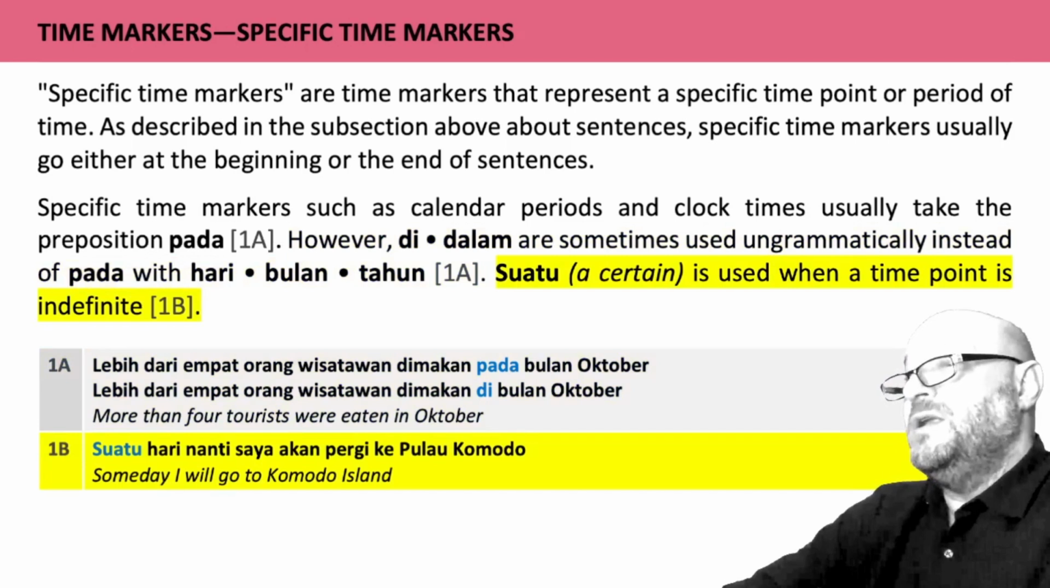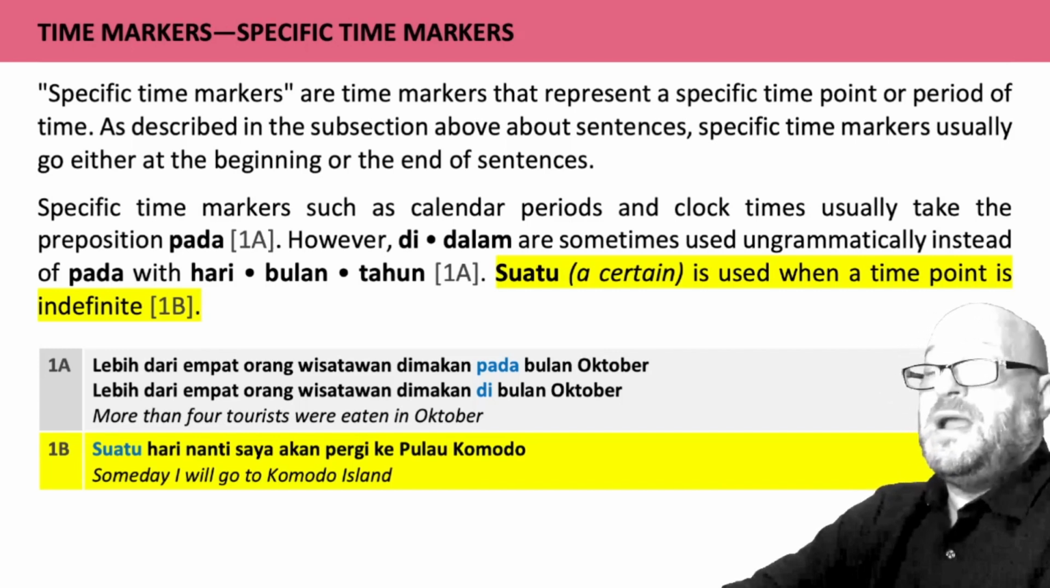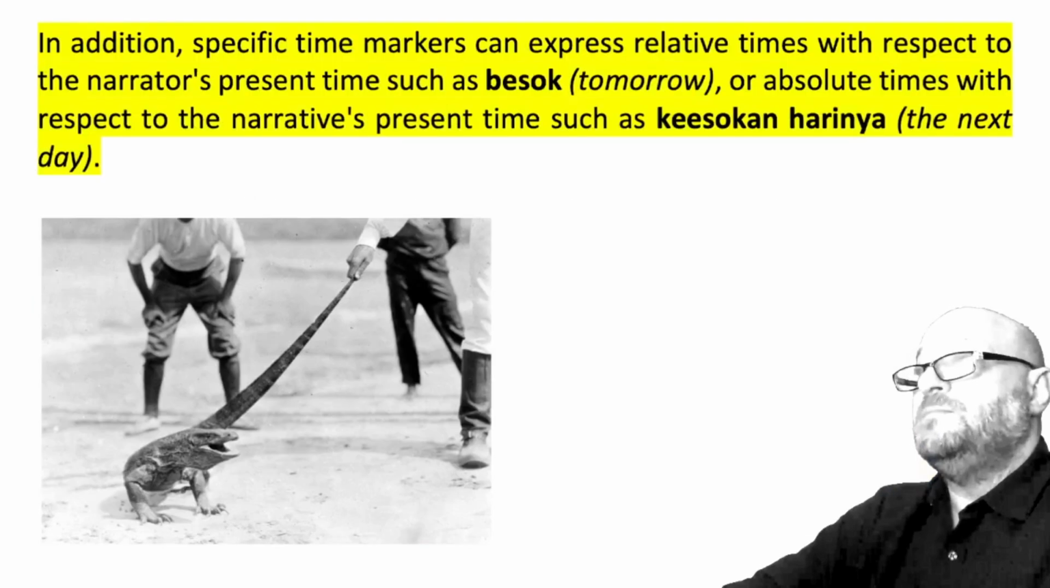Suatu, a certain, is used when a time point is indefinite. Example 1b, suatu hari nanti saya akan pergi ke Pulau Komodo. Someday I will go to Komodo Island.